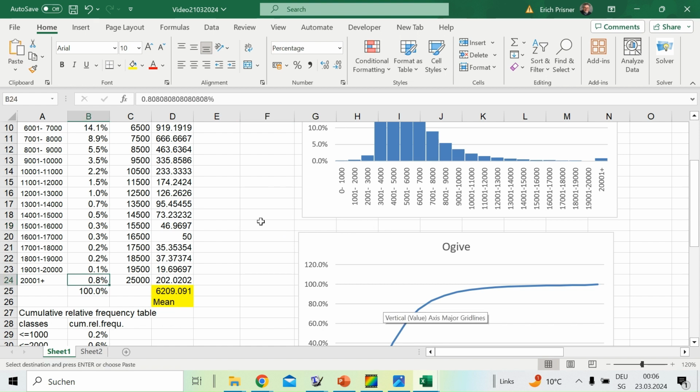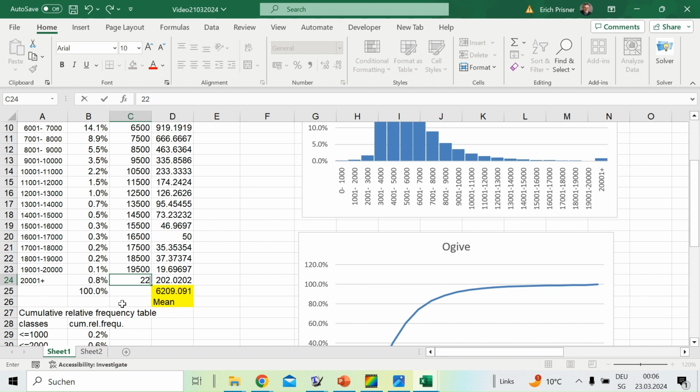Okay, I promised you to show you how this assumption on the 25,000 for the richest group would affect the mean. So let me play around a little. 25,000, 6,209. What if this would be only 22,000? So remember 6,209, 22,000. Of course, it goes down a little, but it doesn't really go down very much. 6,184. So it goes down by about 25 francs.